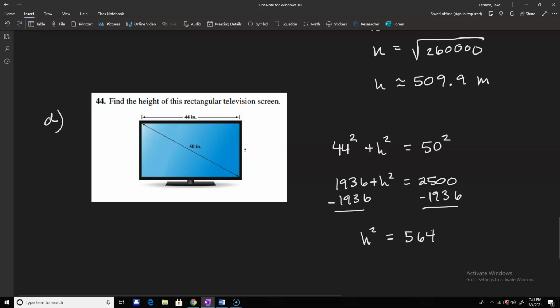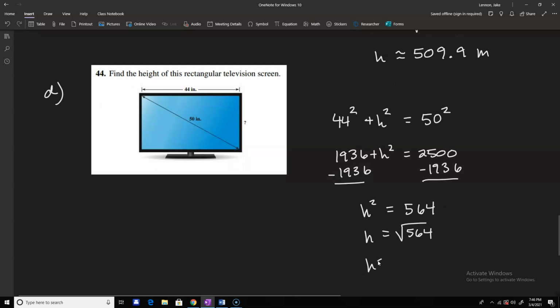When you take the square root there, h would be the square root of 564. And if, again, let's say we round that to one decimal place, we have 23.7 inches. So that would be our answer there for D. We didn't box in our answer for C either.